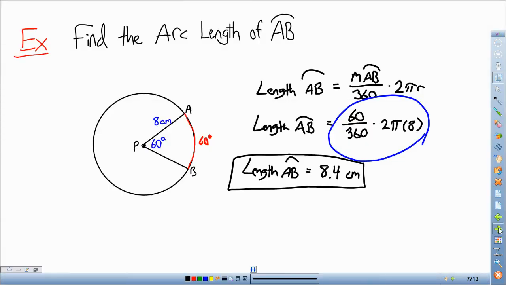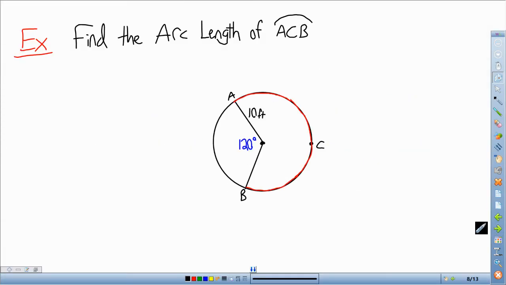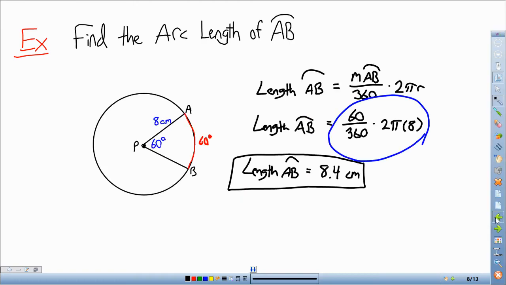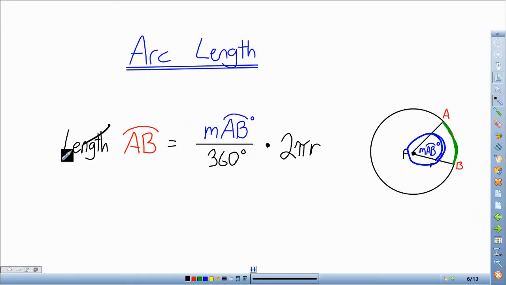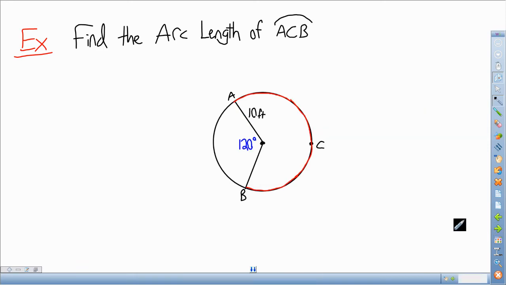Okay, so let's try one more of these, and then I'm going to have you guys try one on your own. Go ahead and copy this. We're going to find the length of arc ACB. Go ahead and get this. Okay, so first let's write out our formula. By the way, when I normally write this formula out, I normally don't write length. I just put the name of the arc and then I plug in my stuff. So from here on out, I probably won't say length, but that's what we're finding.